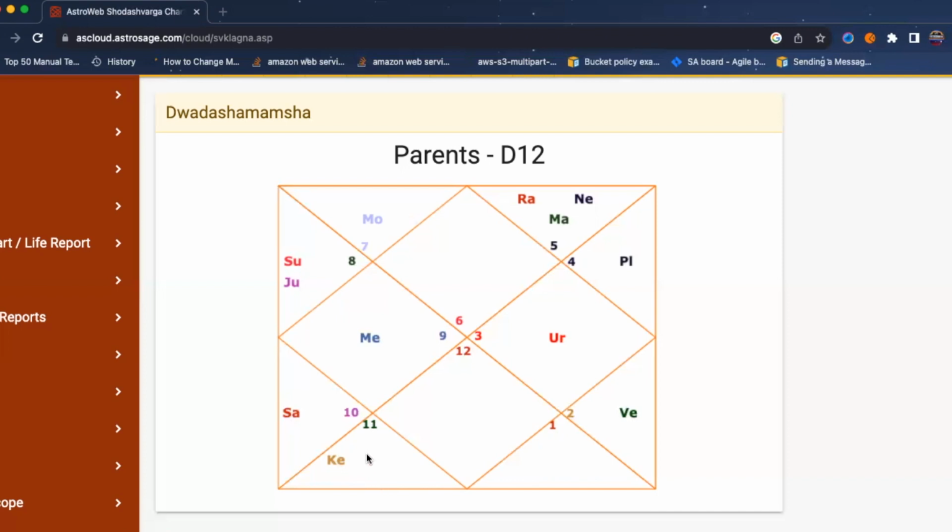Which means that during the mahadasha of the planet sitting in the sixth house of the D12 chart, it might give some disease to the parents. Now the seventh house represents the relationship between your parents, how it will be.